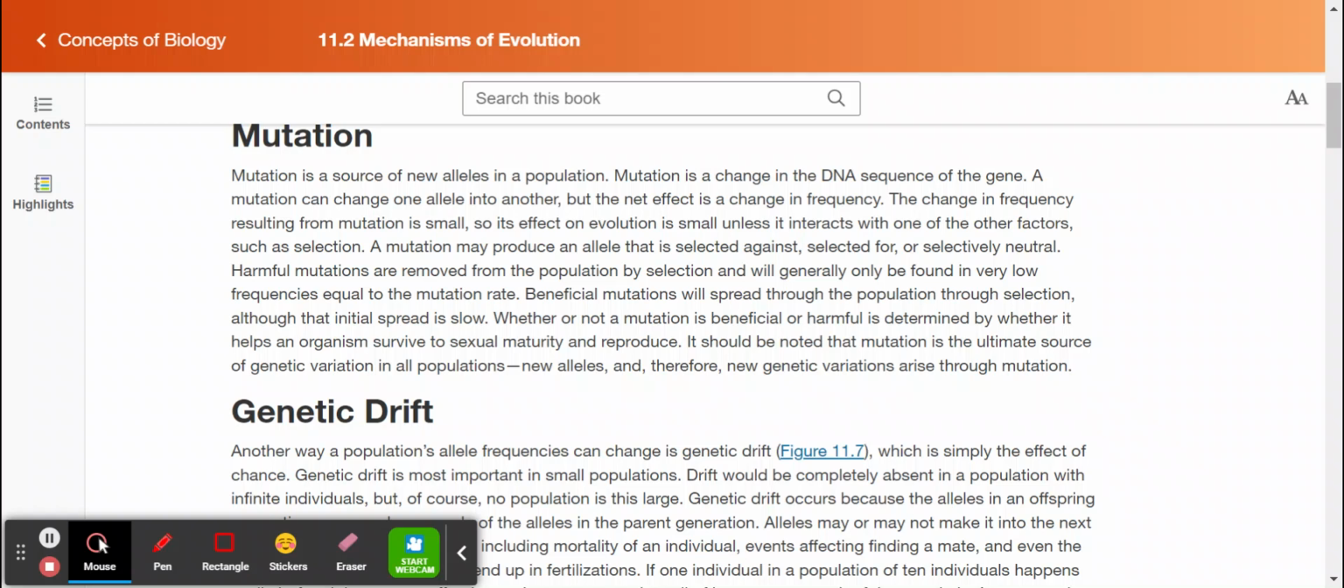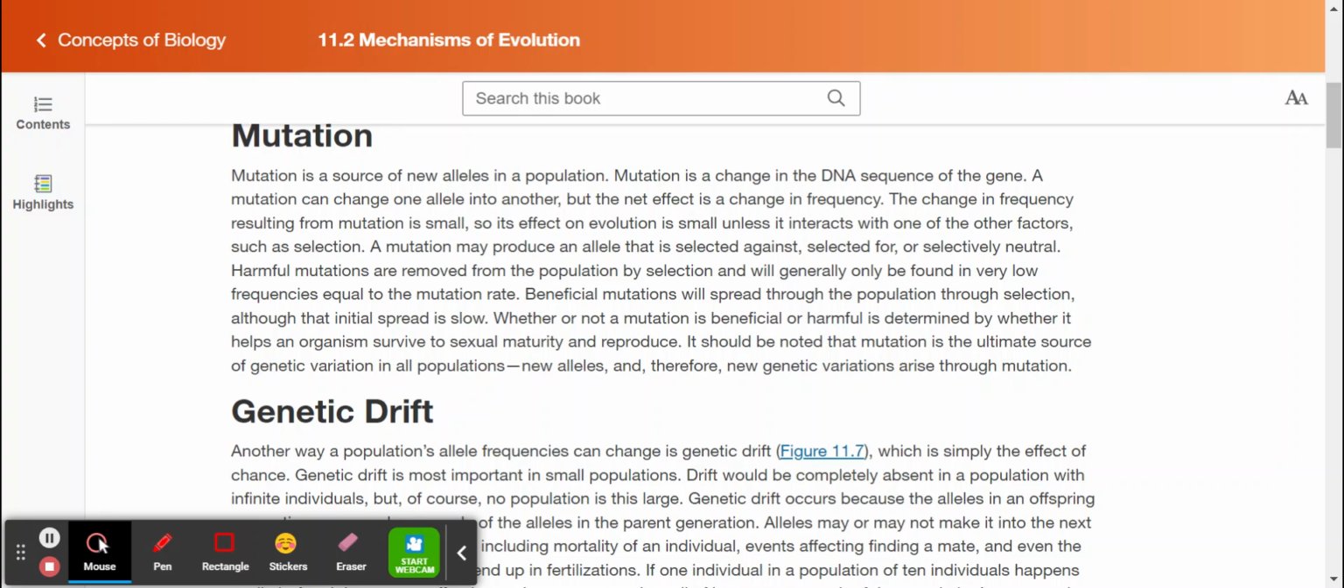Mutation. Mutation is a source of new alleles in a population. Mutation is a change in the DNA sequence of the gene. A mutation can change one allele into another, but the net effect is a change in frequency. The change in frequency resulting from mutation is small, so its effect on evolution is small unless it interacts with one of the other factors, such as selection.